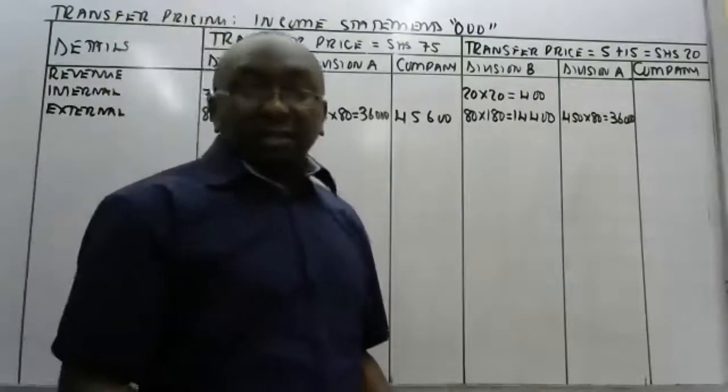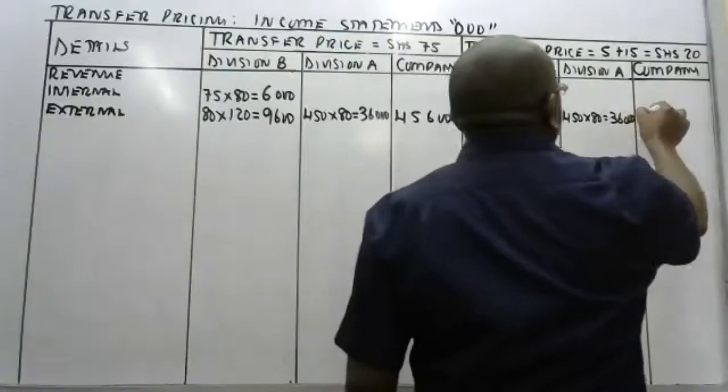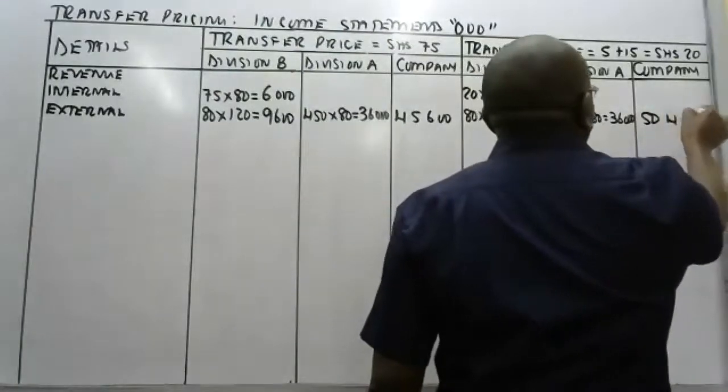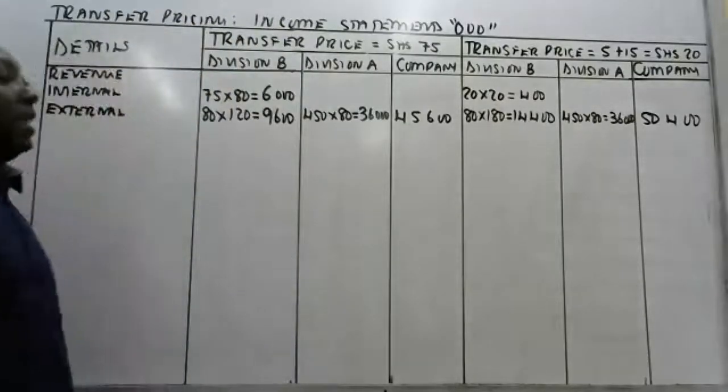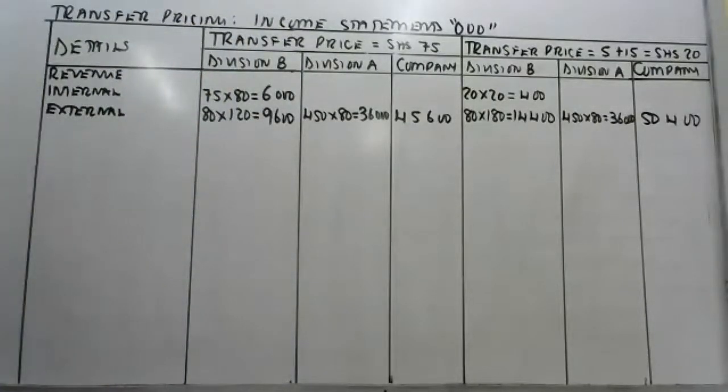Yes, good. 50,400. So those are the revenues. Let us go now to less variable cost.